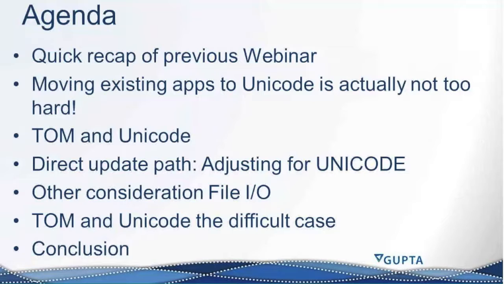I'll show you the two different things that can happen while using the direct path or adjusting for Unicode, and what the situations are where you need to adjust for Unicode or not. Other considerations: we'll go over some of the file output issues in regards to Unicode. Tom and Unicode is a difficult case, so I'll show you how I resolved some of the issues that I faced in Unicode compliance. And then we'll do the conclusion, some Q&A, and all.